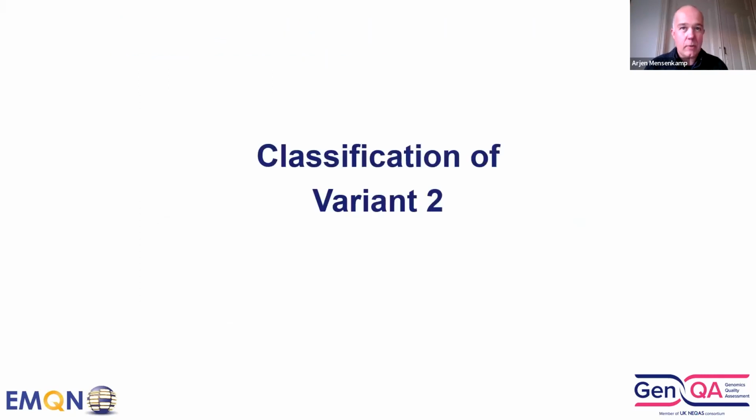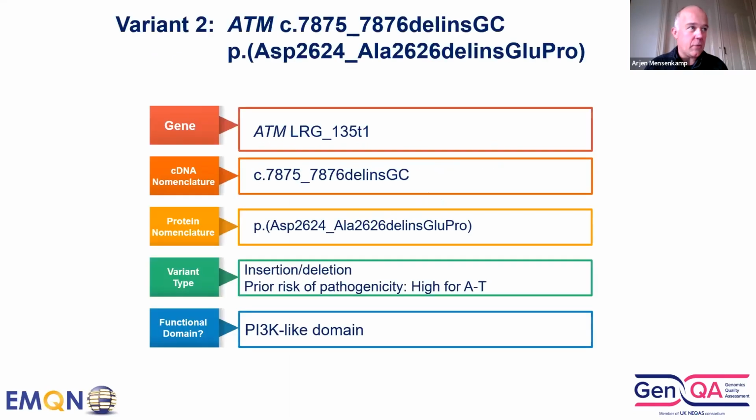The second variant I wanted to discuss is a more complex variant, a delins variant, and actually it comprises 2 different missense variants next to each other. And it is a well-known variant for at least my fellow Dutchmen. It is a founder mutation in ataxia telangiectasia, or AT, in our population. And the variant is present in the phosphoinositide 3-kinase-like domain.